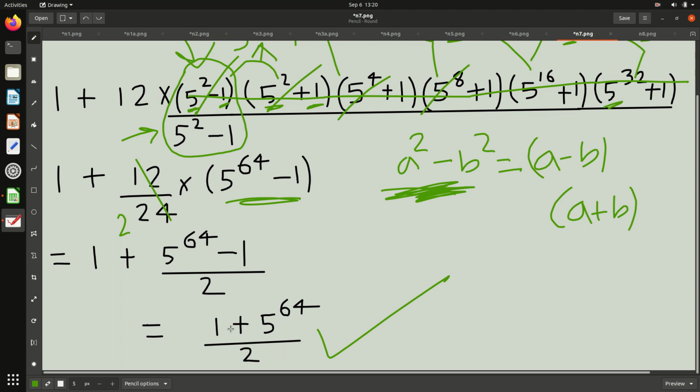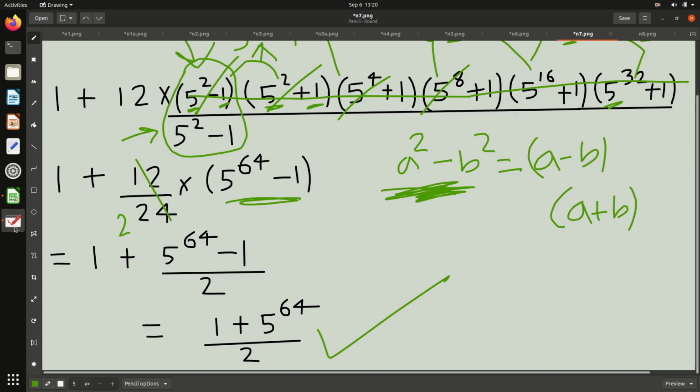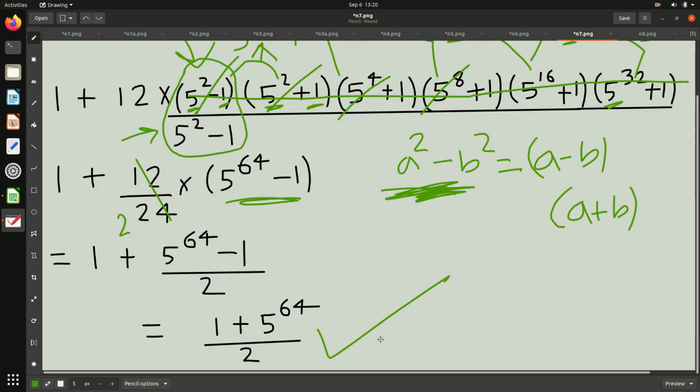So the final answer we got is this one, which is option D: (1 plus 5 to the power 64) by 2. See, we just multiplied and divided by this and we got it. So always remember this: whenever you have a term like a plus b or a minus b, try to use this one, it will help. The moment we included this, all of this equation simplified into a single term.